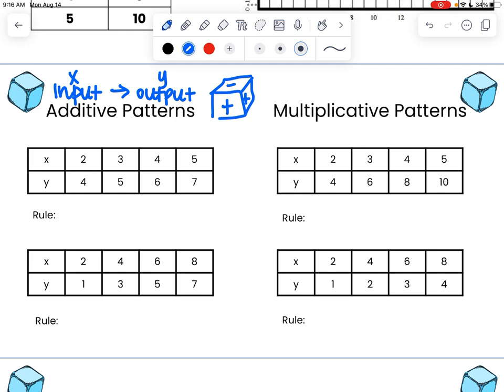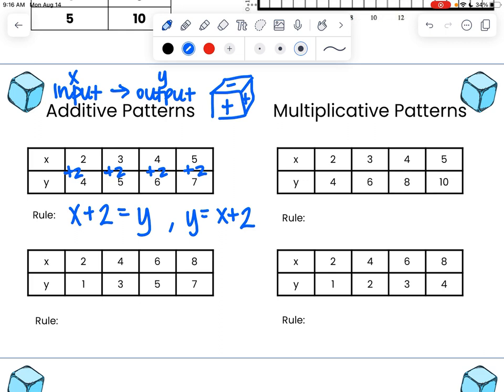So when I'm looking, I see that I go from X being 2 to Y being 4, and then from X being 3 to Y being 5. So I'm seeing that every time I'm adding 2. So then my rule would be that X plus 2 is equal to Y. I could also write that and say that Y is equal to X plus 2.